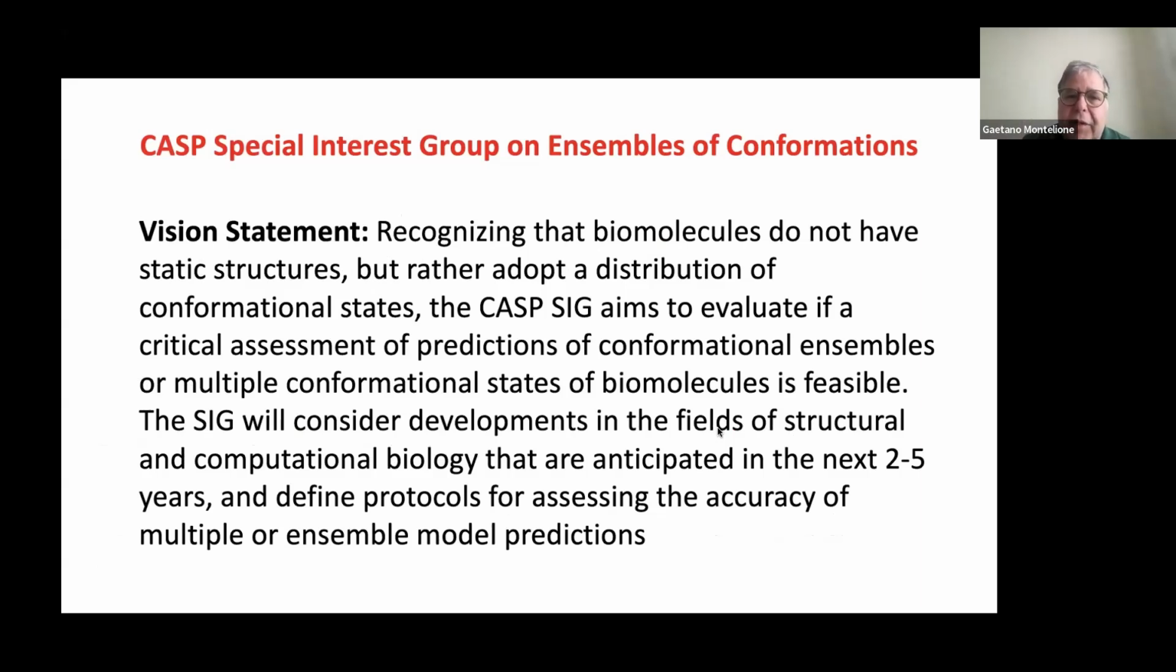So the special interest group has this vision statement, recognizing that biomolecules don't have static structures, but rather adopt a distribution of conformational states. The CASP SIG aims to evaluate if it's possible to critically assess the accuracy of such predictions and whether it's even possible. One of the big challenges is getting populations of states, particularly if you want to validate against experimental data. So we consider various developments in the field, both computational methods and experimental methods. And hopefully over time, we can define protocols for assessing the accuracy of conformational ensembles.